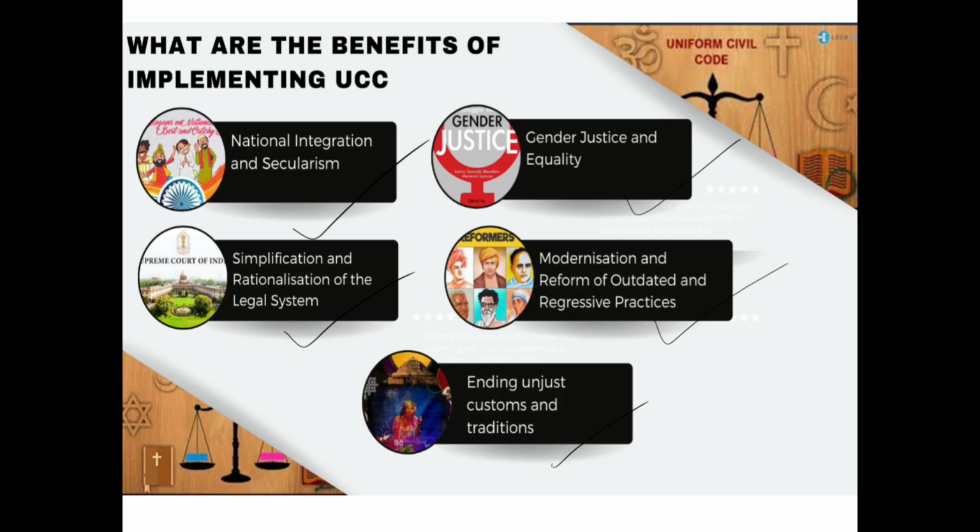Second, ending unjust customs and traditions. It will help in ending unjust customs and traditions, certain customs like we had in the previous time, sati pratha and other things. The Uniform Civil Code will help us to regulate all such unjust and unfair means or traditions which are harmful to the society. Okay.